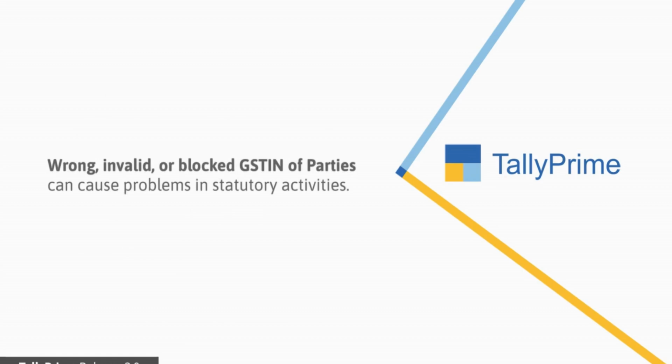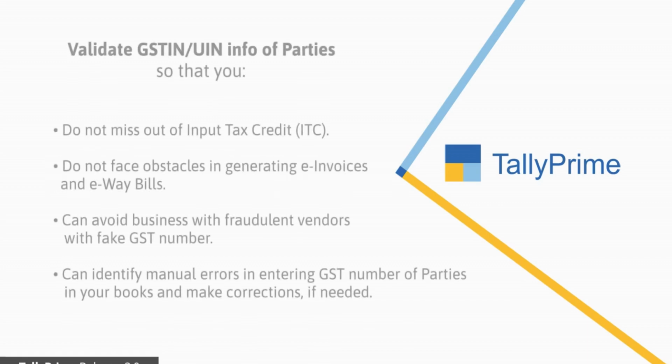Validation of GSTIN or UIN information ensures that you do not miss out on input tax credit because of invalid or blocked GSTIN or UIN. Moreover, your returns, e-way bills, and e-invoices will not get rejected because of invalid or blocked GSTIN or UIN. It also ensures that fraudulent vendors with fake GST numbers and other information will be identified before you do business with them. And if there are any manual errors in entering the GST number of a party, then you can identify and correct them too.